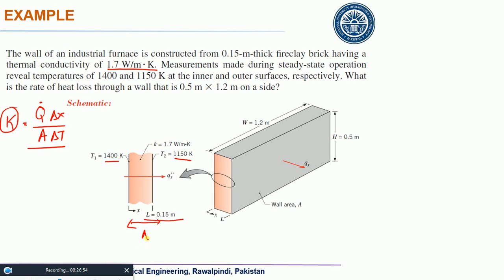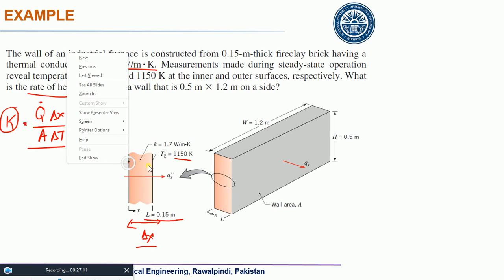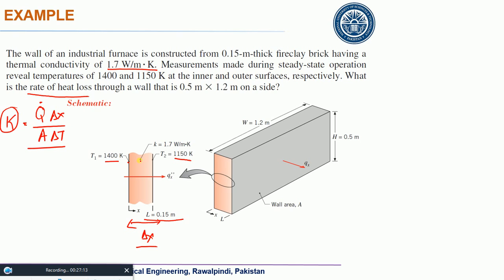Thickness, delta X. Okay, so simply what you need to do is, it is asking for the rate of heat loss. It means it is asking for the rate of heat transfer. Heat loss for what? Loss would be from this side and gain would be for this side. So this is kind of heat transfer rate. Okay, so you can say that Q dot conduction, or Q dot loss, would be K A delta T by delta X.